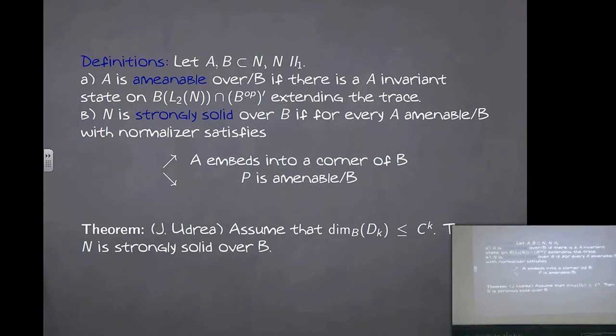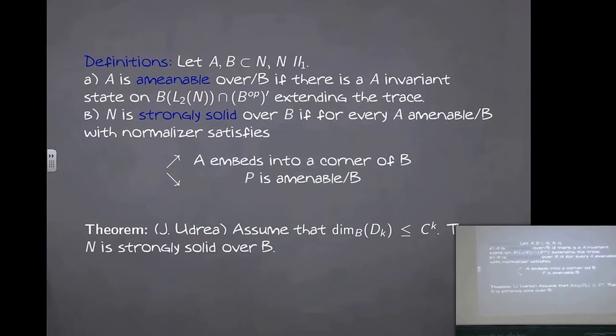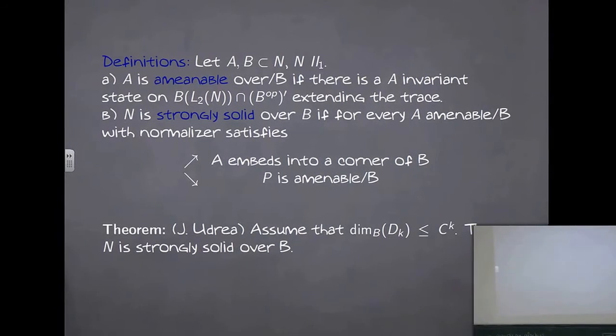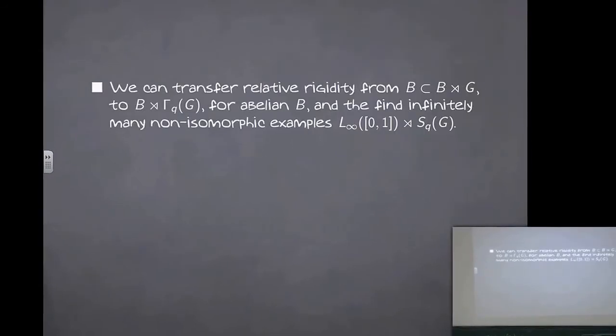By the way, in the group case, this dimension would always be 1, right? So C to the K is small, but that's what we can do. We can show that these are strongly solid. So, yeah, and then I have millions of questions. Here we go. So, first of all, we have another result.